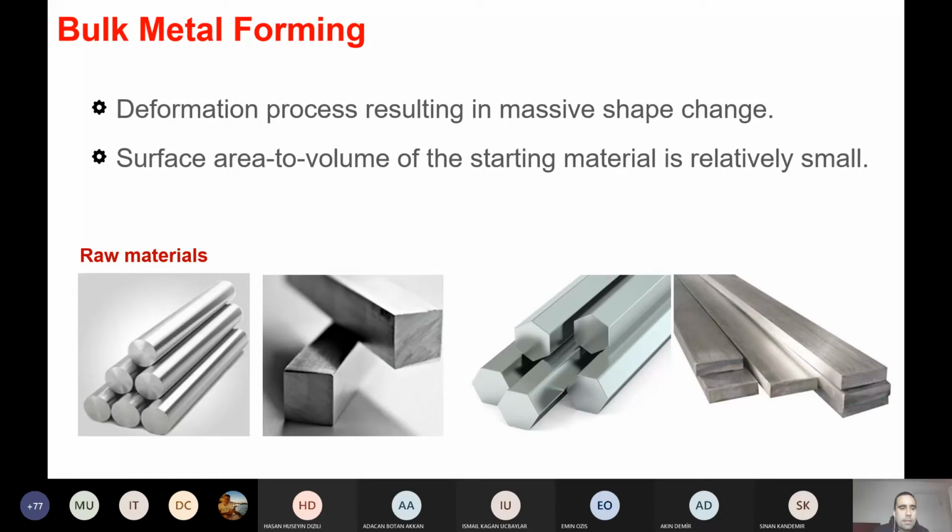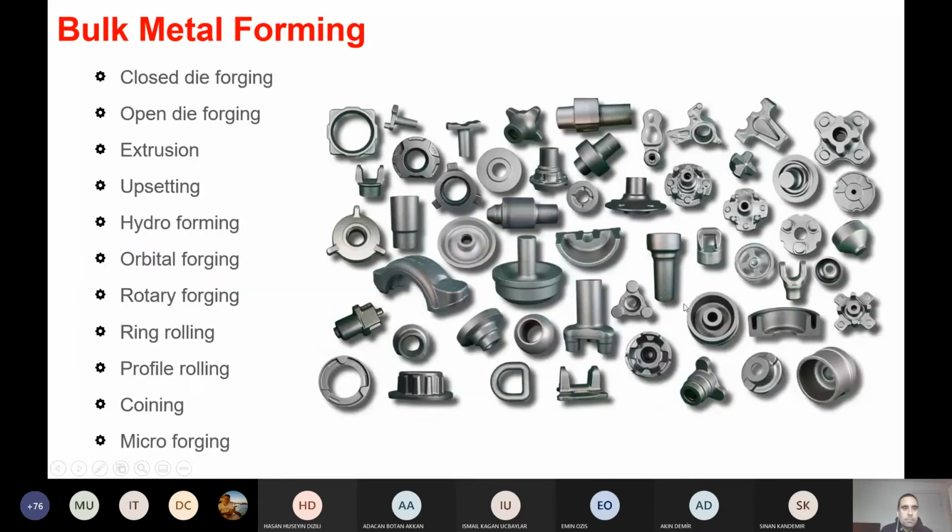Then I will show some application examples. So first, we distinguish metal forming into two types based on the surface area to volume value of the part. Bulk metal forming is the forming process resulting in massive shape change, where we have a relatively small surface area to volume ratio. When we look at circular rods, bars or slabs, then we are mostly talking about bulk metal forming. And here you can see a bunch of parts which can be named as bulk metal formed.